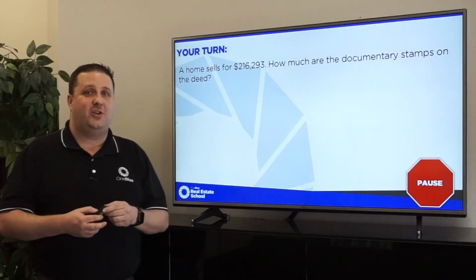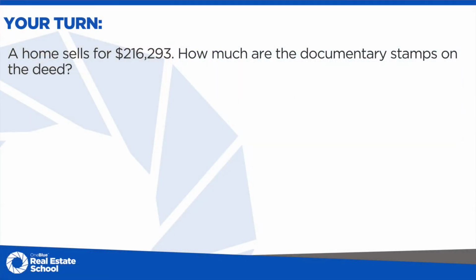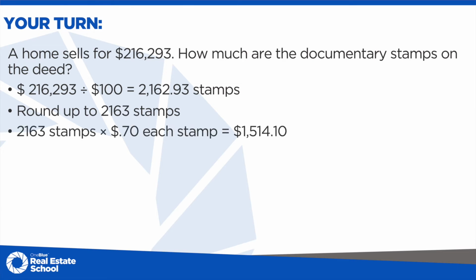Welcome back. So what did you get? Let's take a look and check your work. Purchase price of $216,293. Dividing that by 100 tells us we need 2,162.93 stamps. I can't have a partial stamp, so I have to round that up to 2,163 stamps. We multiply that by the cost of the stamp. Our price is $1,514.10. That's doc stamps on the deed. Did you get it? Awesome.